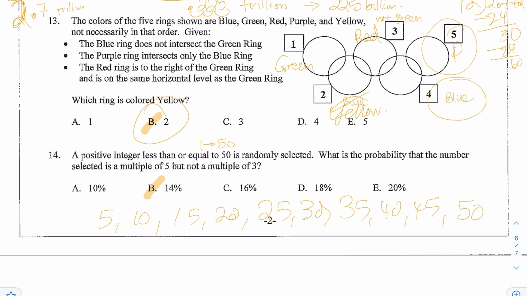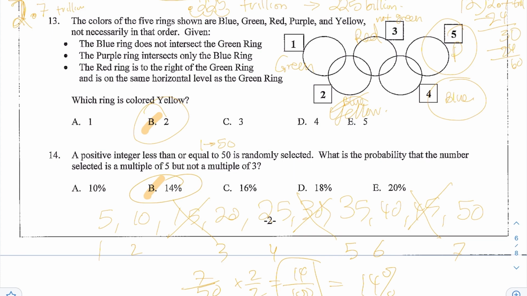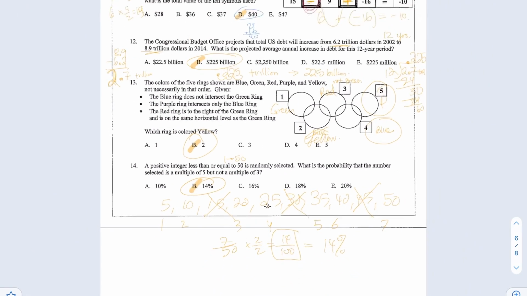And you want to include 50. So you want multiples of 5, but not 3. So 15 doesn't count. 30 doesn't count. 45 doesn't count. The multiples of 15 don't count, because that's the LCM of 5 and 3. So what you really have left is just 1, 2, 3, 4, 5, 6, 7. So it's 7 out of 50. And if you multiply by 2 over 2, that's equal to 14 over 100. And that's equal to 14%. So for choice B, there's a 14% chance that this will be selected.